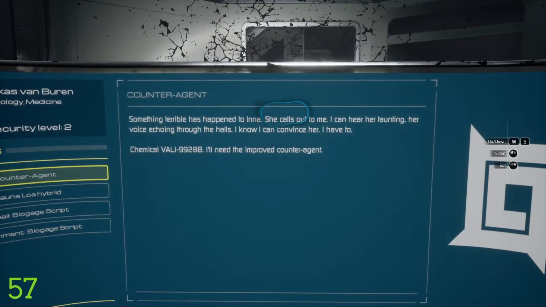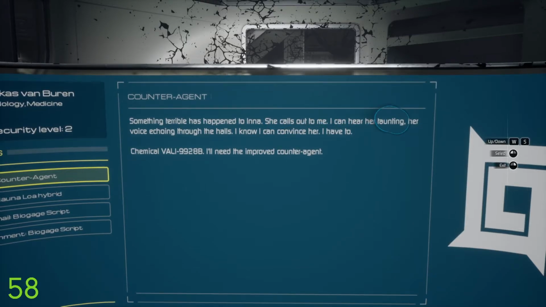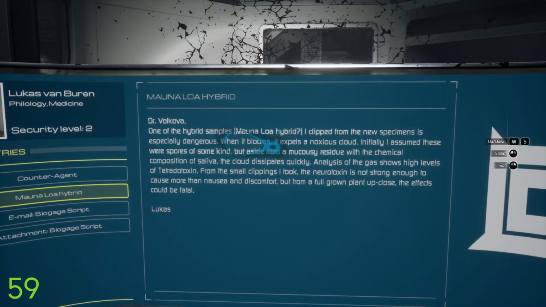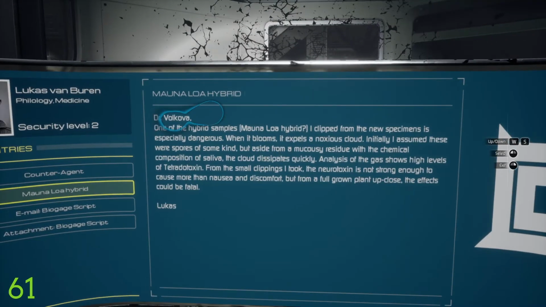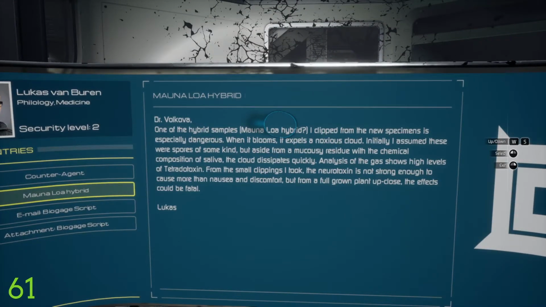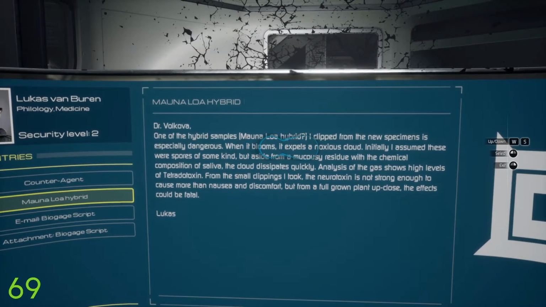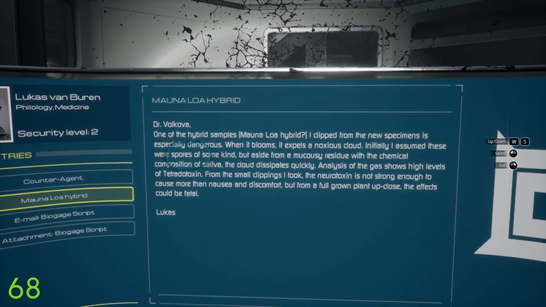Something terrible has happened to Anna. She calls out to me. I can hear her taunting, her voice echoing through the halls. I know I can convince her. I have to. I need the improved counteragent. One of the hybrid samples, Mauna Loa hybrid, I clipped from the new specimen, is especially dangerous. When it blooms, it expels a noxious cloud. Initially, I assumed these were spores of some kind, but aside from a mucusy residue with the chemical composition of saliva, the cloud dissipates quickly.